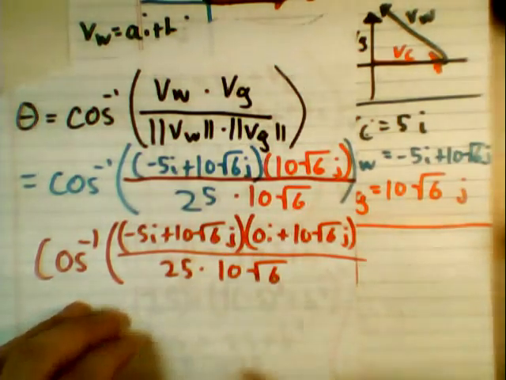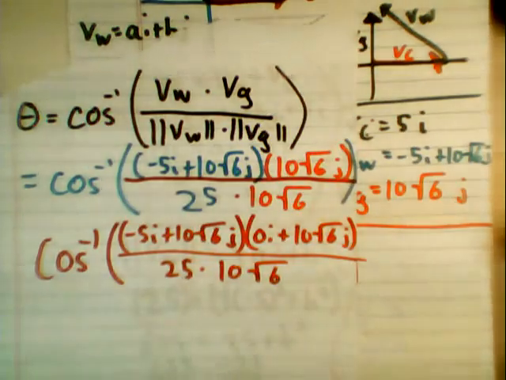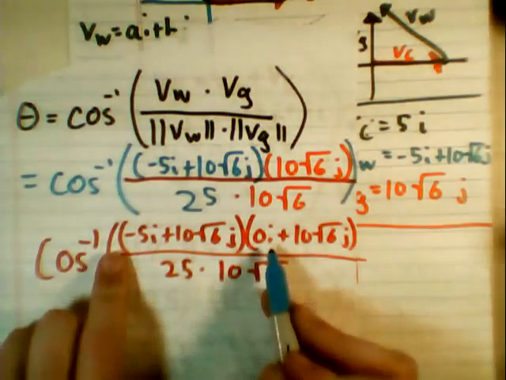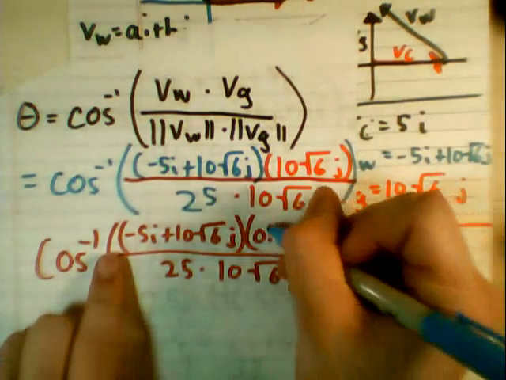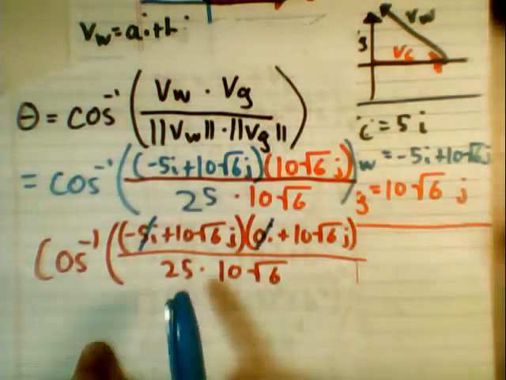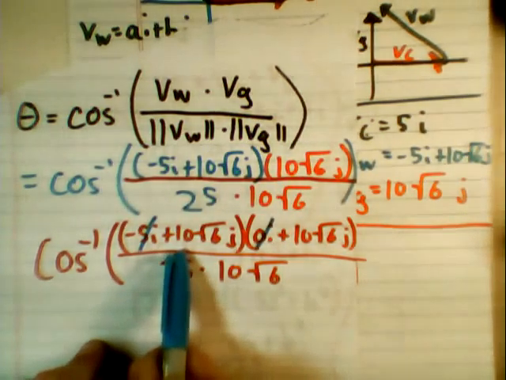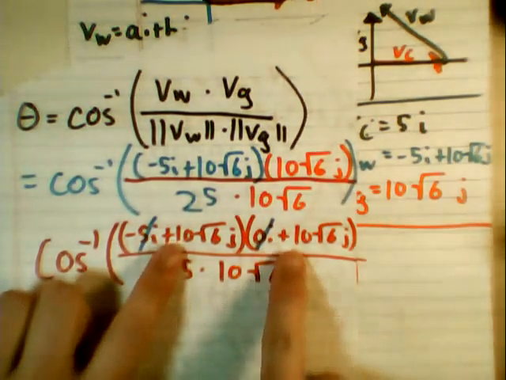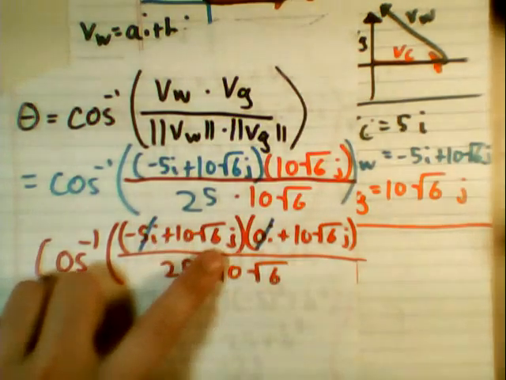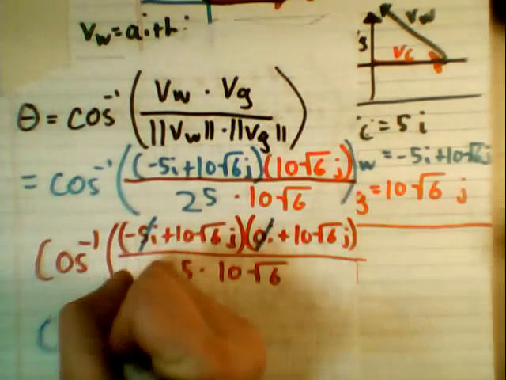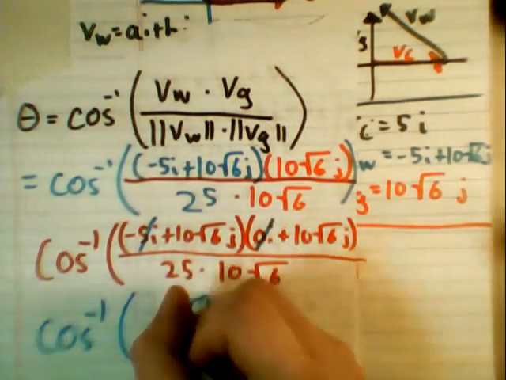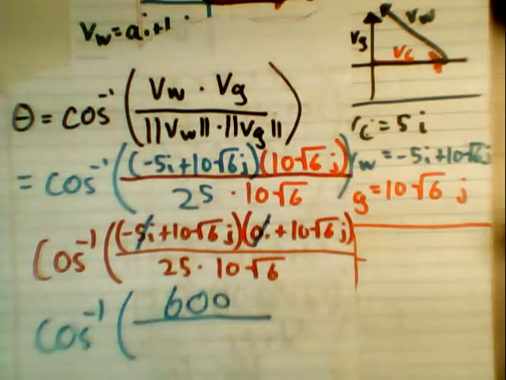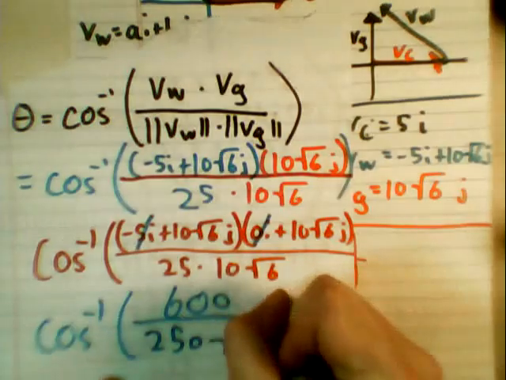Okay. So now when we would go ahead and FOIL at the top, we would only multiply i's together and j's together. So negative 5i times 0i, well, when you multiply a number times a 0, it's just 0, so that goes away. And we are left with just 10 square root of 6 times 10 square root of 6. Okay, so what's that? Well, you multiply the 10s together first and get 100. Then you multiply that by 6 and you get 600. So we're left with cos inverse of 600 divided by, here we just multiplied this 25 times the 10 and we get 250 square root 6.